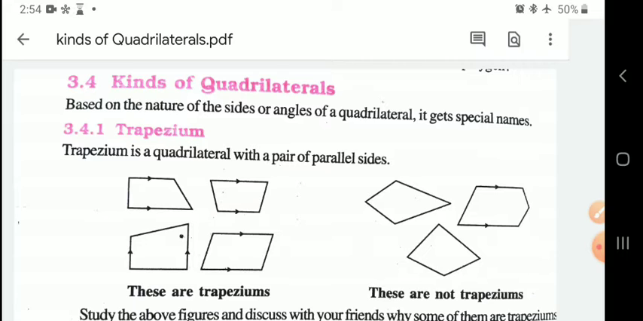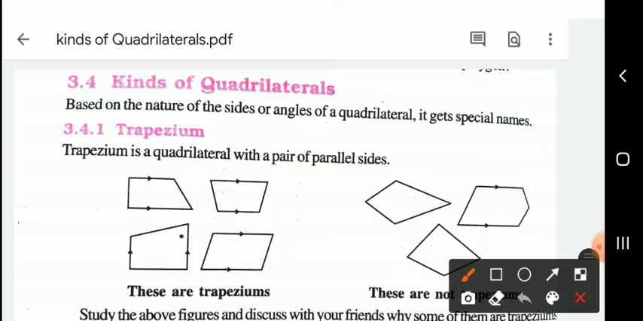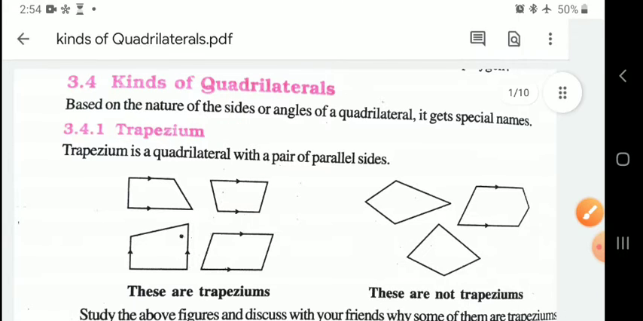In today's session, we are going to discuss kinds of quadrilaterals, that is types of quadrilaterals. All of you know that a quadrilateral has four sides and four vertices. Now based on the nature of sides or angles of quadrilaterals, it gets some special name. So the first one is trapezium.